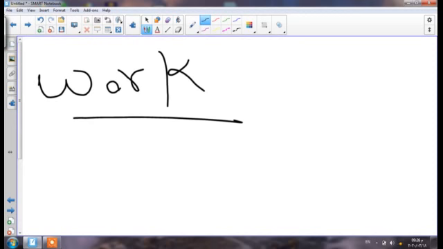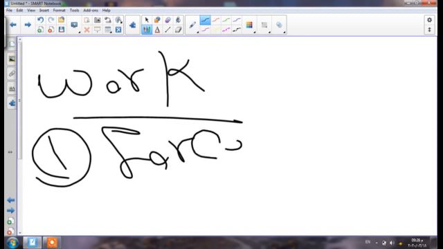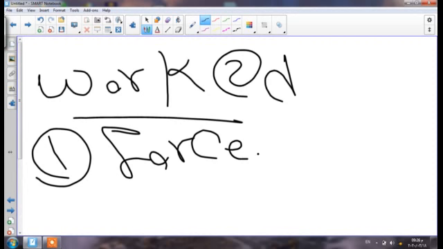So we have two conditions for work to be done. First one, the acting force, and the second one is a displacement.